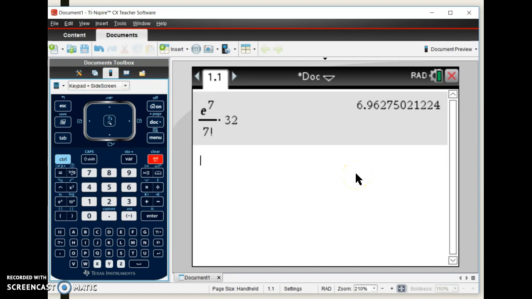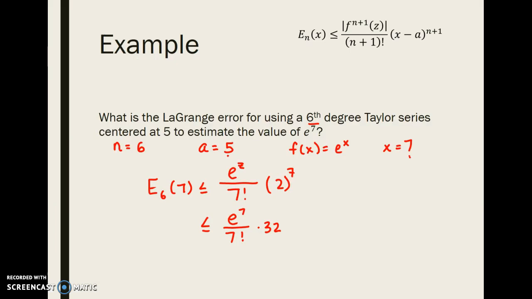So I'm using this Taylor series to estimate the value of e to the 7th. And so I'm within about 7, and it's over 1,000. So, you know, it's not perfect, it's not great, but that's how good my estimate is. The Lagrange error estimate is always an over approximation of the error. So it's better than that or equal to that. It's no worse than that.